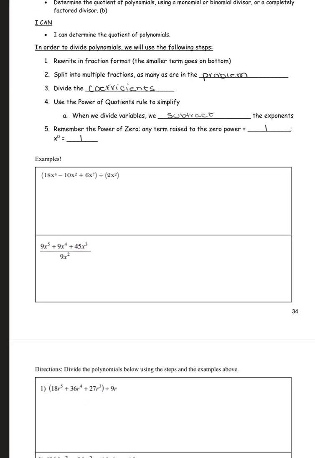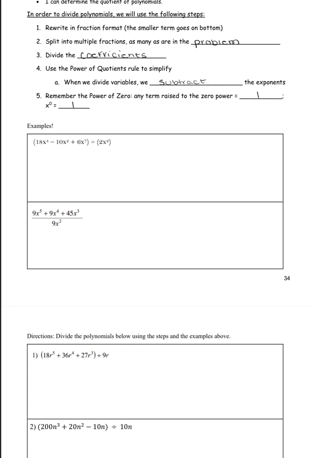All right, so let's take a look at some examples. The first several examples or practice problems that we're going to do strictly involve dividing a polynomial by a monomial, okay? So for the first one, 18x to the 4th minus 10x squared plus 6x to the 7th, and that's all going to be divided by 2x squared. So again, rewrite it in fraction form to help you. So we have 18x to the 4th minus 10x squared plus 6x to the 7th, and we're going to divide it by 2x squared.